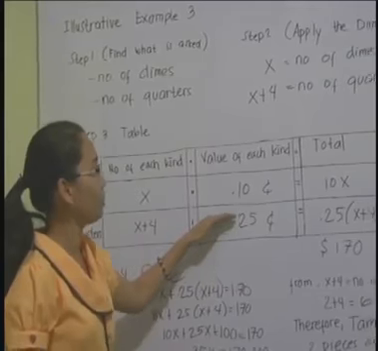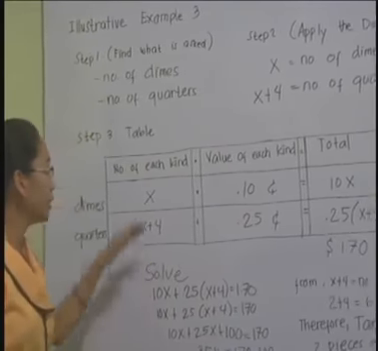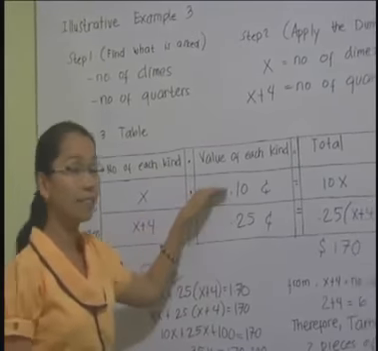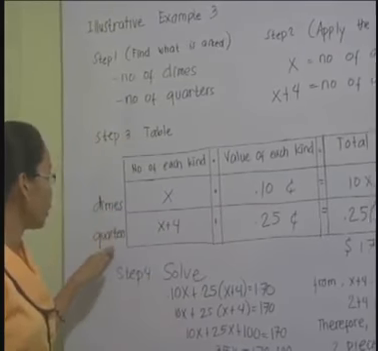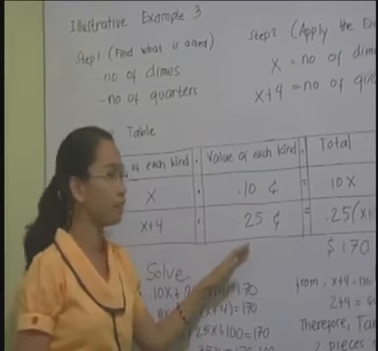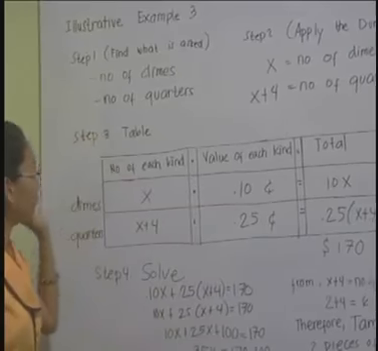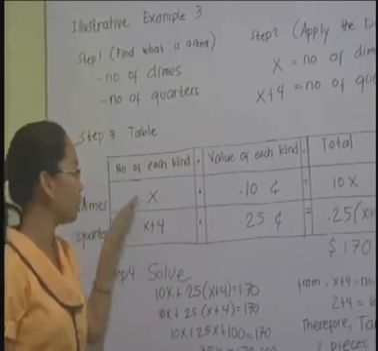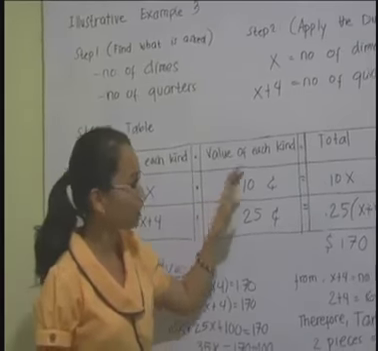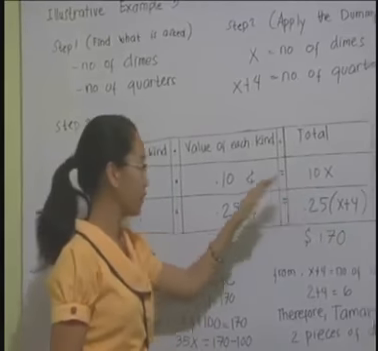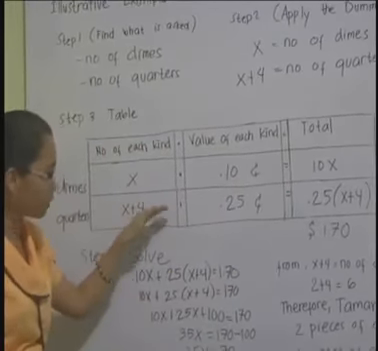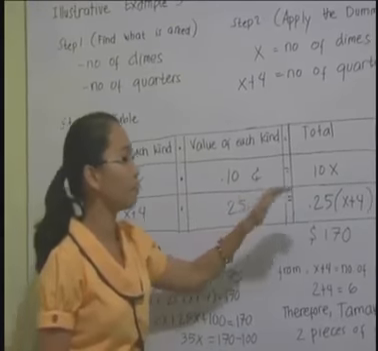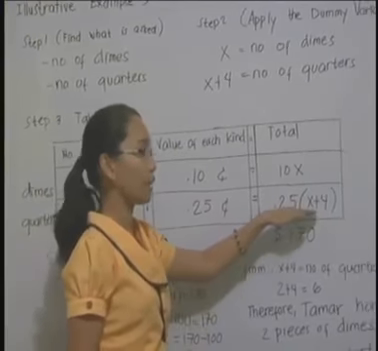The second column is the value of each kind. The value of dimes is 10 cents and the value of quarters is 25 cents. Now the total: let's multiply the number of each kind and the value of each kind. So x times 0.10, that is 0.10x, and x plus 4 times 0.25, that is 0.25 times (x plus 4).